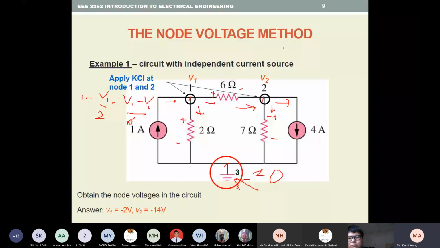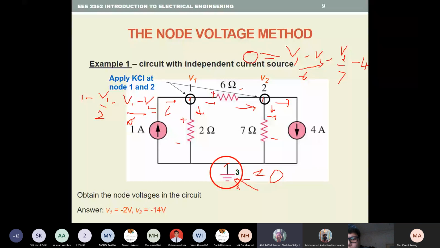V1 minus V2 over 6, minus, what is V2 this one? V2 over 7, minus 4. Minus 4 over 7 plus 4 minus, minus 4 going out. Sorry sir, this is actually equal to 0. This also equals 0.